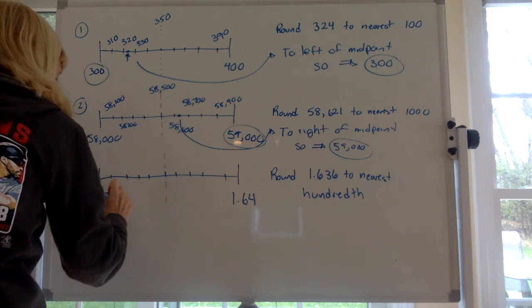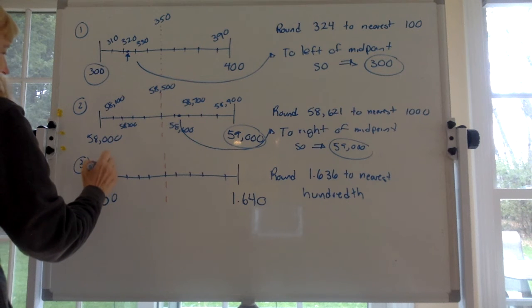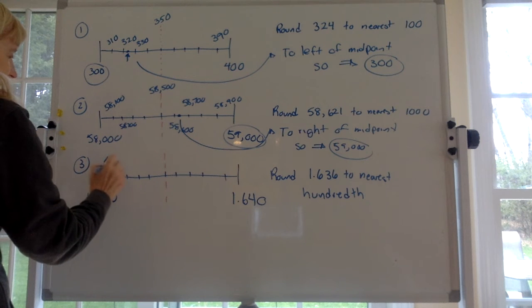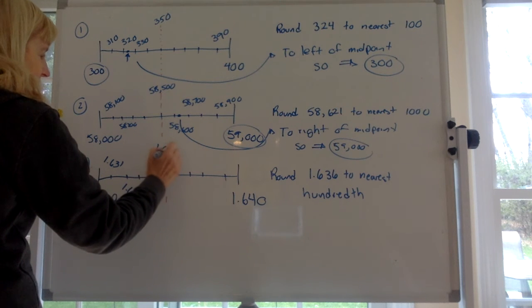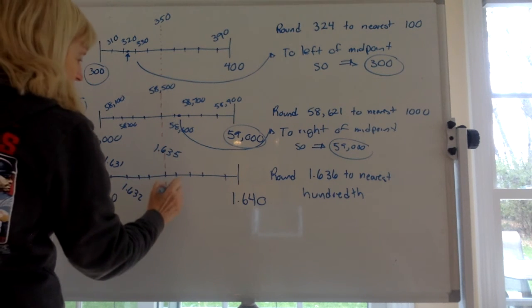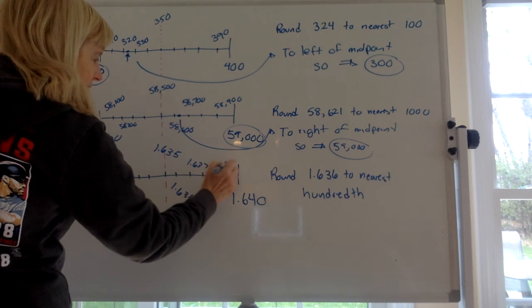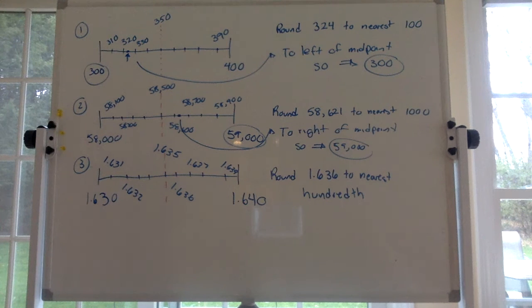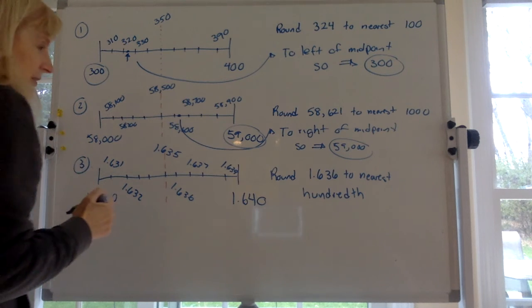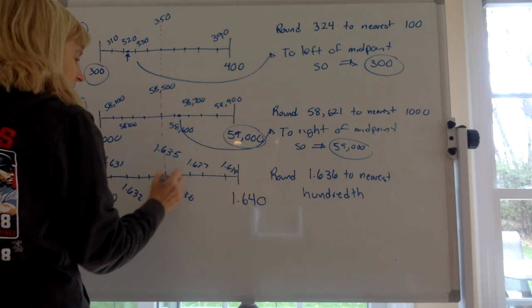Remember, the trick I've used before is I just add a 0. It makes it easier. So it kind of looks like it's 1.630. So it's 1.631, 1.632. This is 1.635. This is 1.636. This is 1.637 all the way to 1.639. Okay, so what happens here? I think we see that it falls right on a tick mark in this case, right? To the nearest hundredth.